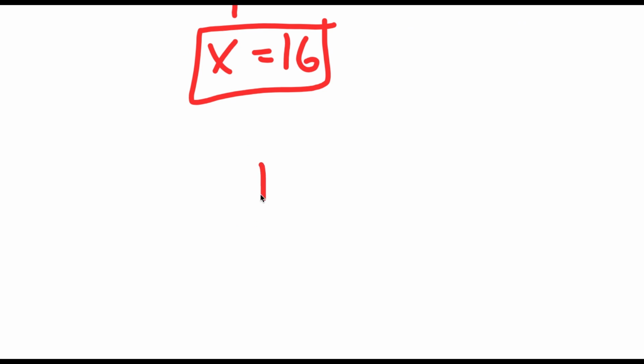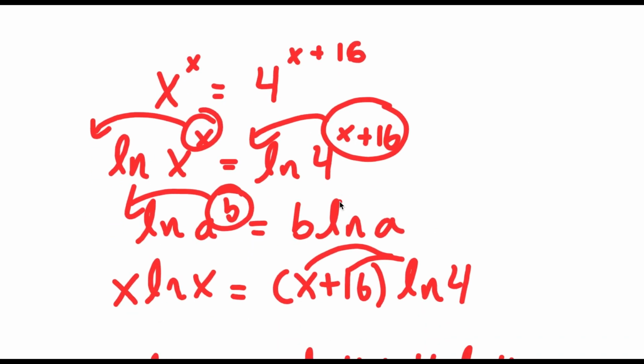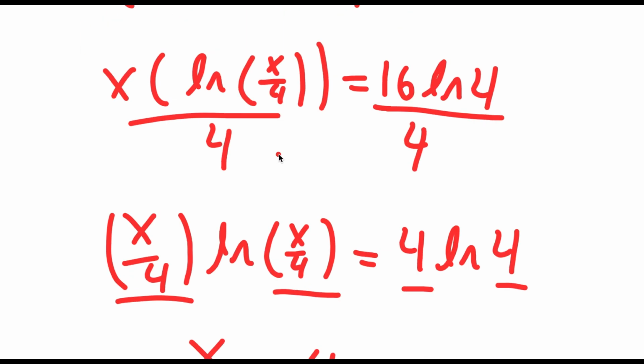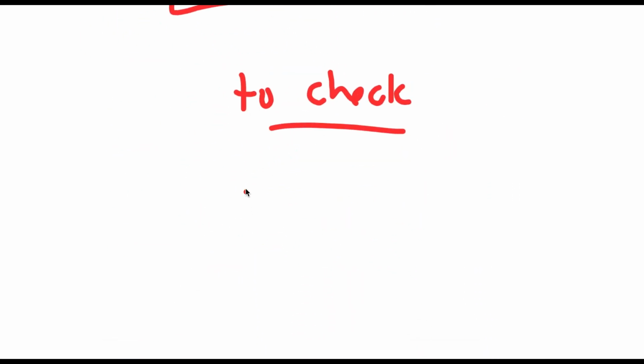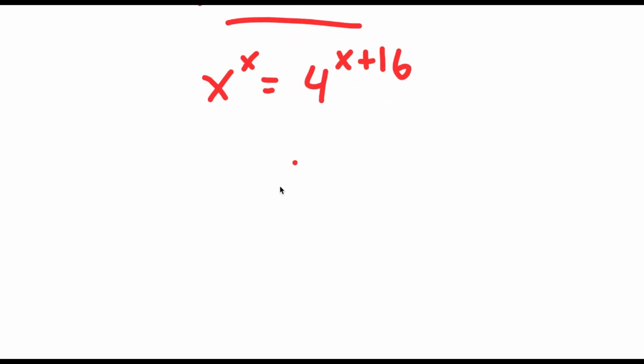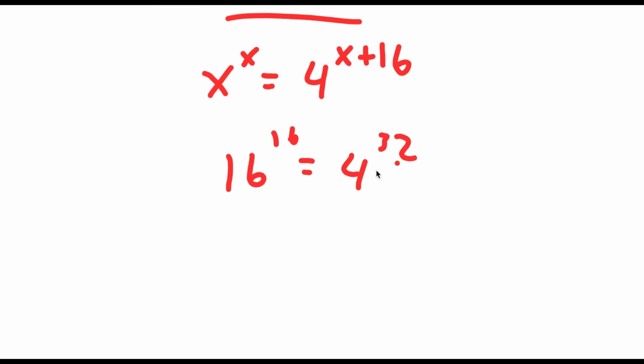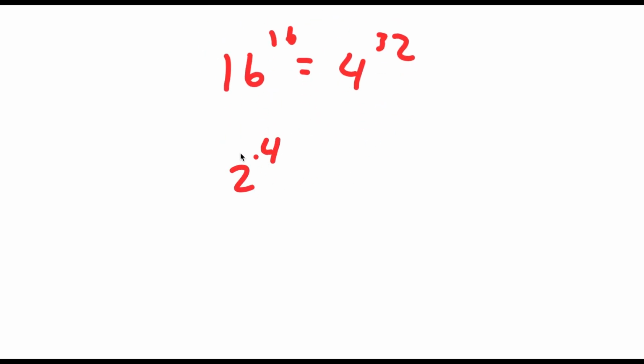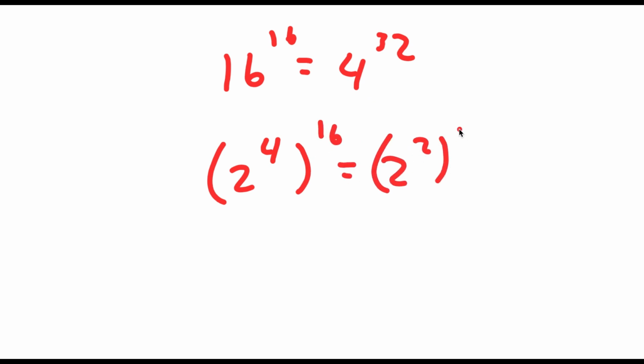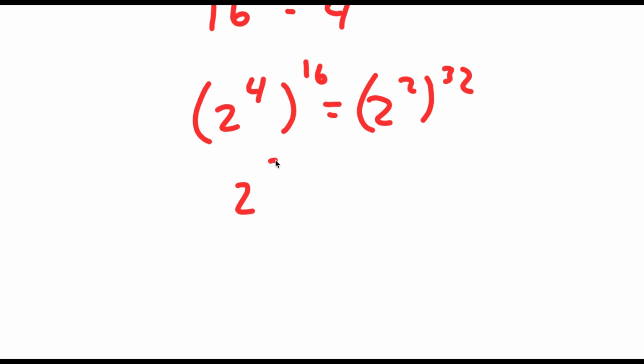So now to check, my original equation was x to the power of x is equal to 4 to the power of x plus 16. So if x equals 16, I have 16 to the power of 16 is equal to 4 to the power of 32. This is the same thing as 2 to the power of 4 to the power of 16 is equal to 2 squared to the power of 32, which is 2 to the power of 64 is equal to 2 to the power of 64.